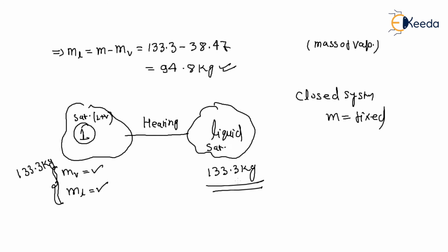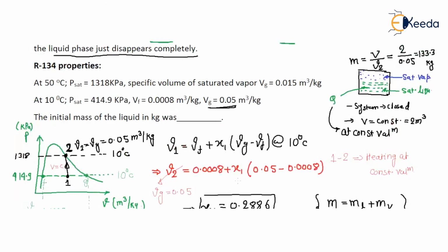So in this question, there is an initial mass of the liquid. The initial mass of the liquid is how much? It is 94.8 kg. This is your initial mass.